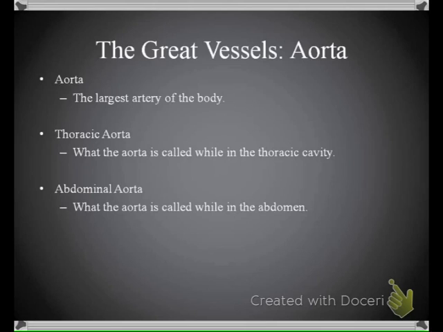So notice that we're still talking about the same vessel, but we change our delineation or name of it depending on where we're actually at in the body. If we're in the thoracic cavity, it becomes the thoracic aorta. If we're in the abdominal cavity, it's the abdominal aorta. However, notice we're still talking about the same vessel, and it hasn't really diverged or become something new. It's still the same vessel, just in a different location.